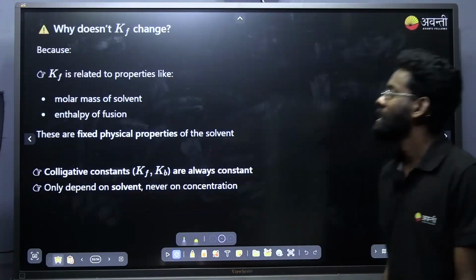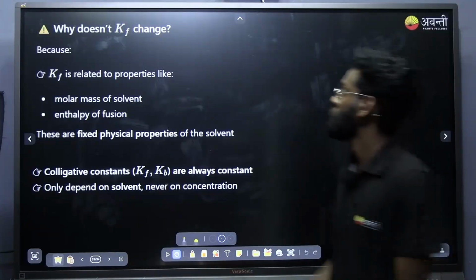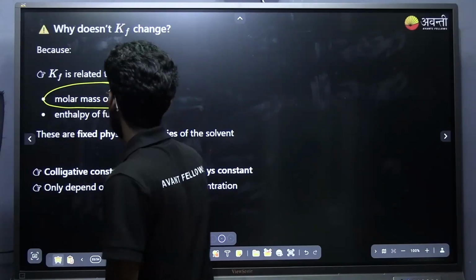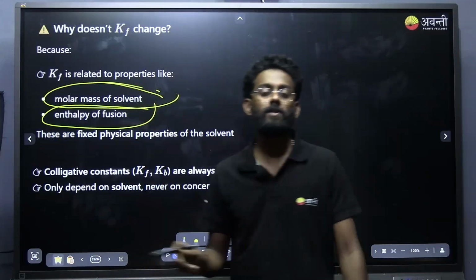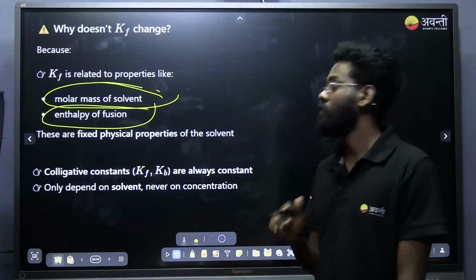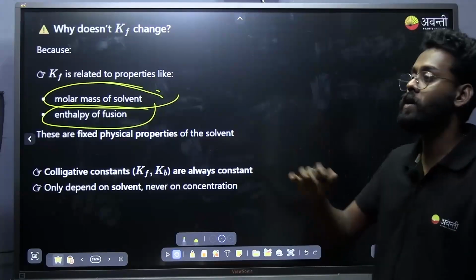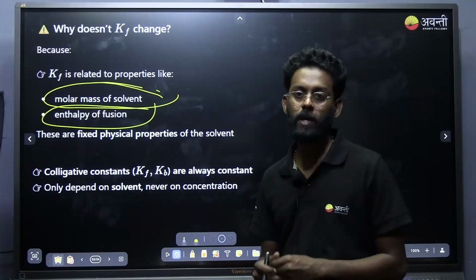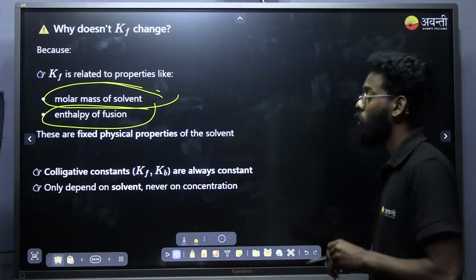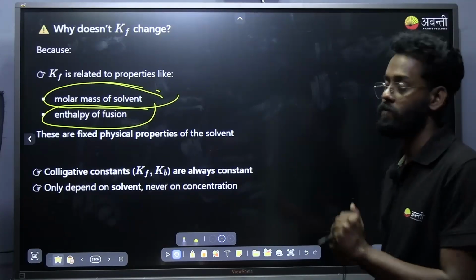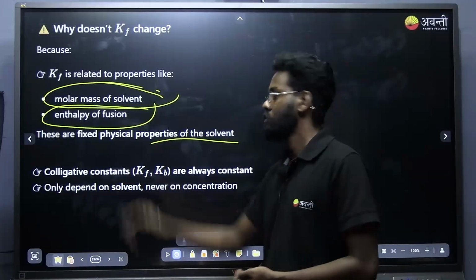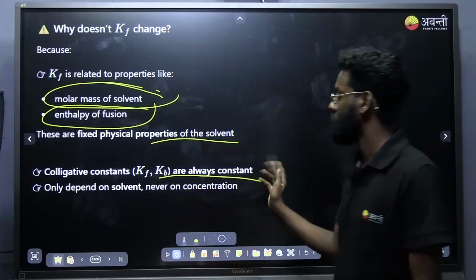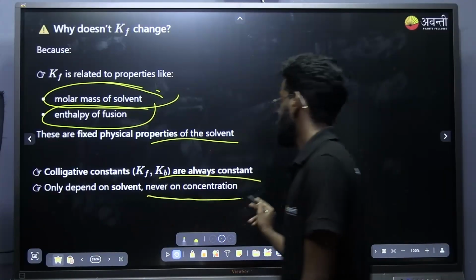Then how is it related? This molar depression constant Kf is not related to concentration, but related only to the molar mass of the solvent and the enthalpy of fusion. That is, if we change the solvent, then only Kf or Kb will change, or if the enthalpy of fusion changes. So Kf is related only to the solvent. If we change the solvent, then only it will change. And these are fixed properties of the solvent. Got it? That is, for colligative constants, Kf and Kb are always constant, only dependent on the solvent, never on concentration.